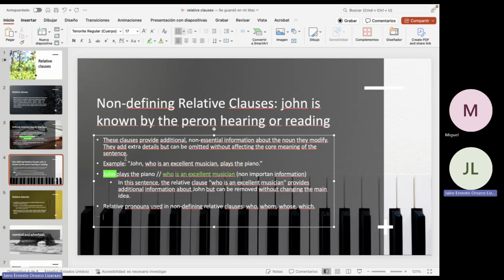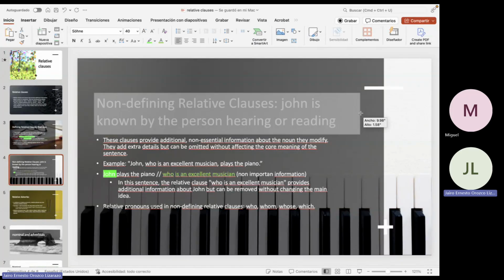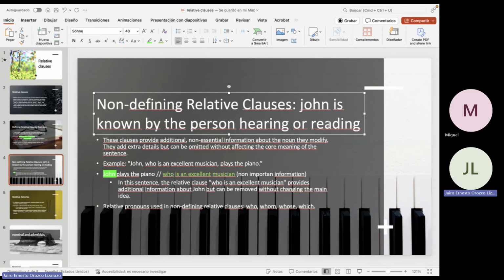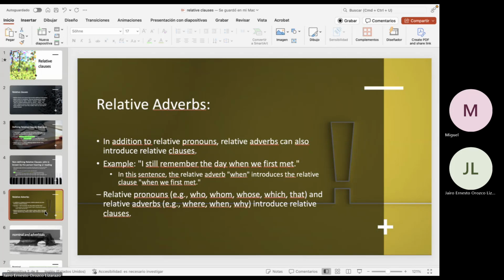Okay. So if the person that is hearing or reading you doesn't know who John is, they have no idea who John is. Who is John? Then this information is important, right? Because you have to specify who John is. But if they know who John is, then that information is not important. Okay?